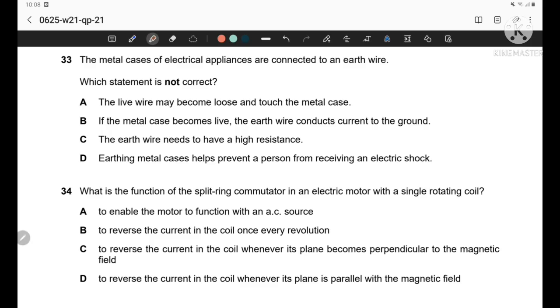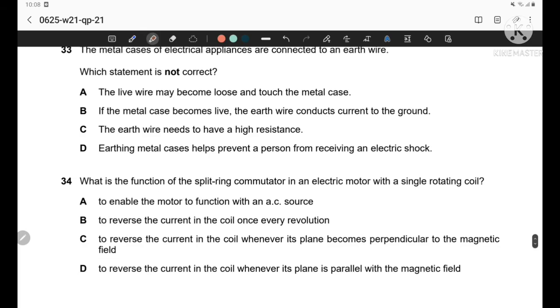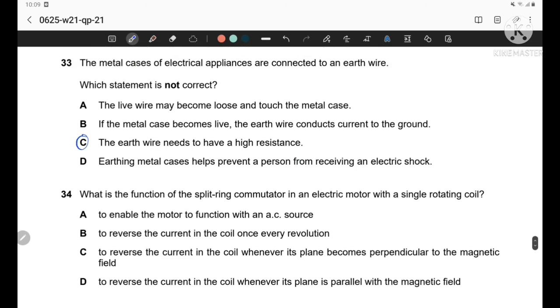That is also correct. The purpose of connecting the earth wire is to conduct the excess current to the ground. Option C says the earth wire needs to have high resistance. That is not correct. If the resistance of this earth wire is very high, there won't be any current able to flow. So the purpose of the earth wire will not be achieved.